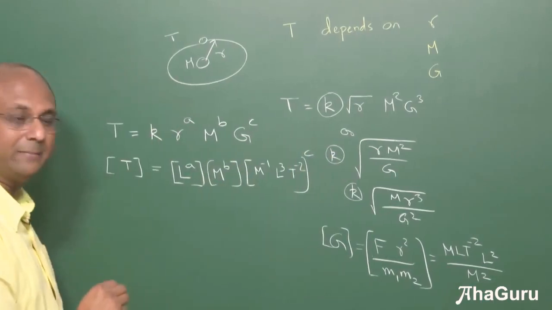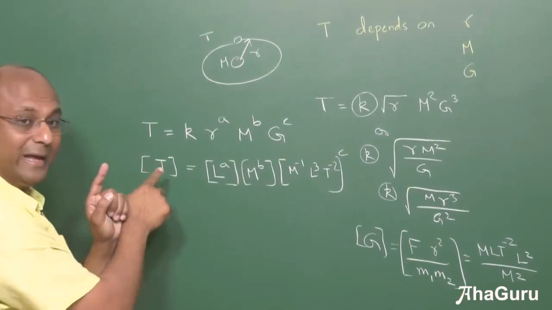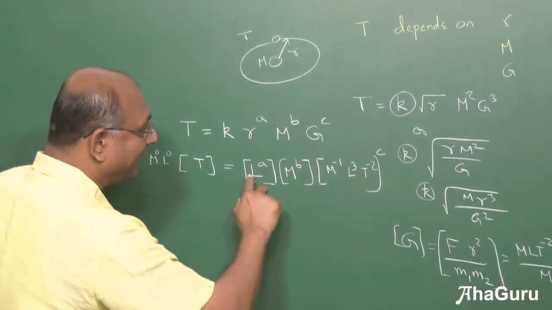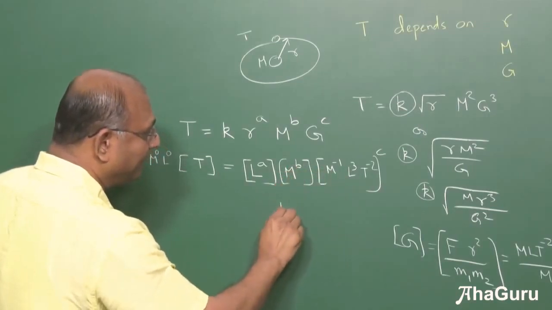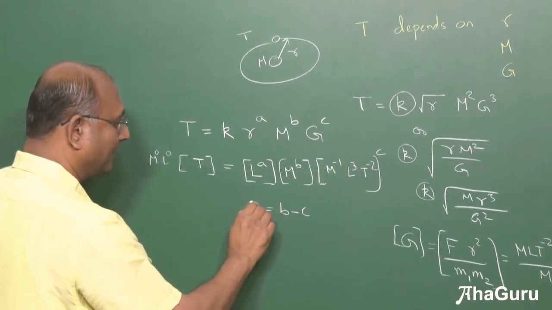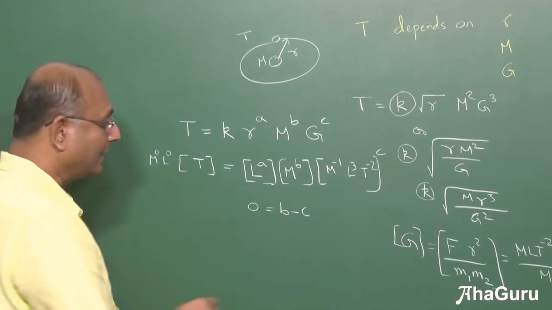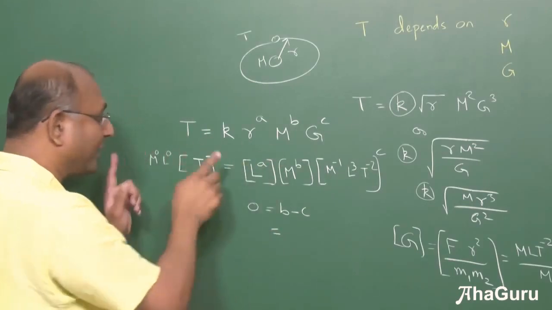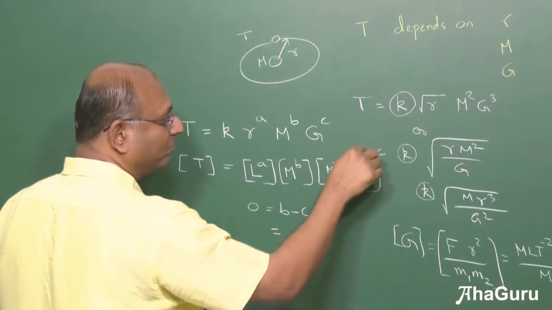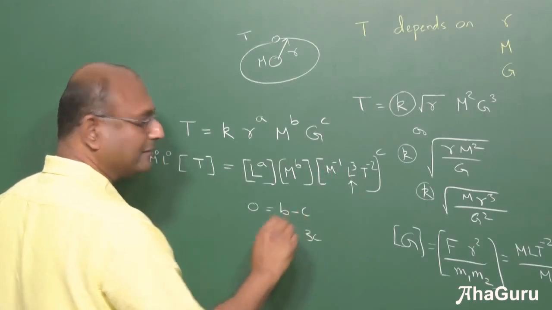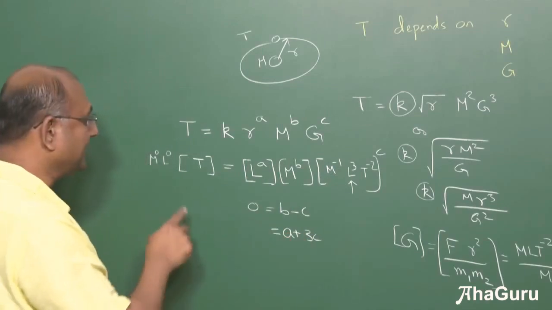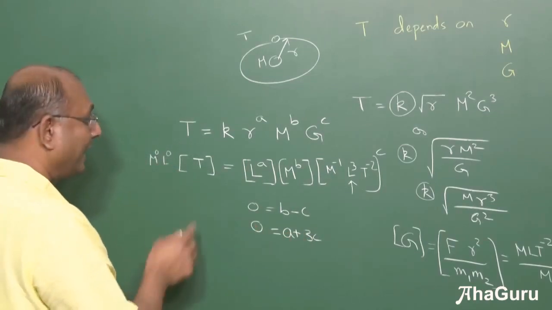whole power c. This has one T, there is no M. So this is M power 0, L power 0. So what is the M power exponent here? M power b, M power minus c. So M power b minus c must be 0. First equation. Let us now equate the powers for L. Look at this. L cube power c is L power 3c. This is L power a plus 3c. That must be 0.